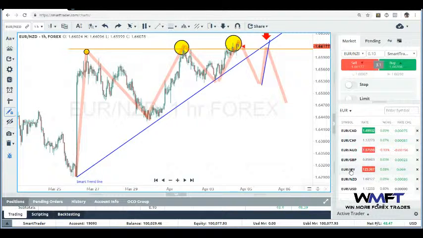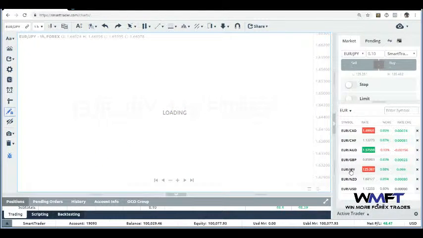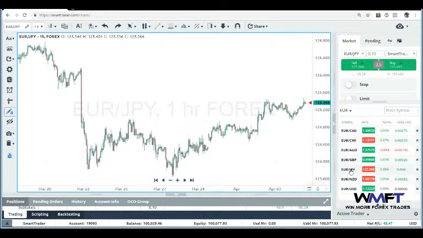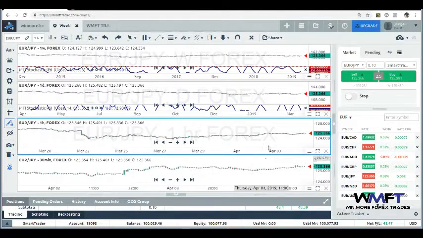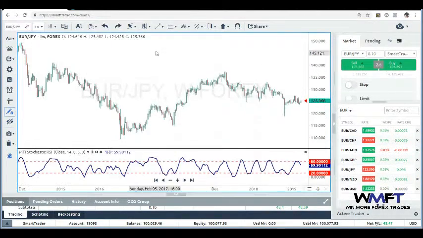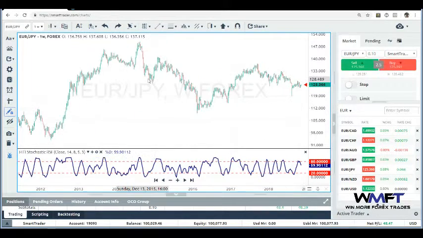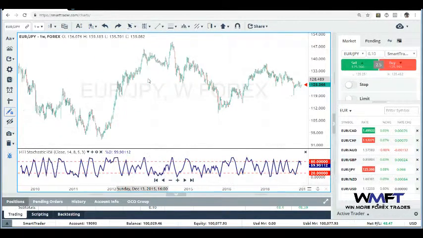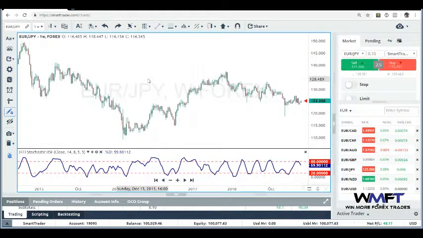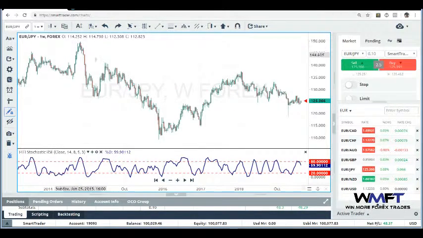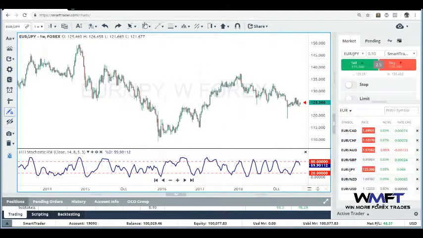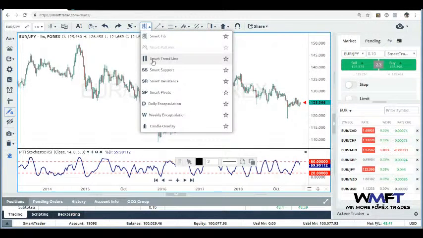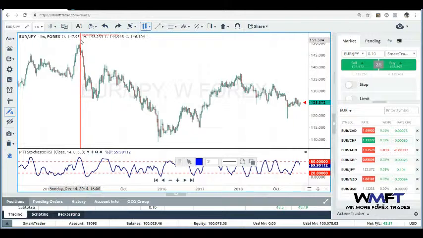Let's go jump around. Let's see what they have in the EurJpy. All right, EurJpy, let's jump into it real quick. All right, looks like we got this downtrend here. Looks like a trend line was broken. All right, separate the market into buy zones and sell zones, looking for direction.